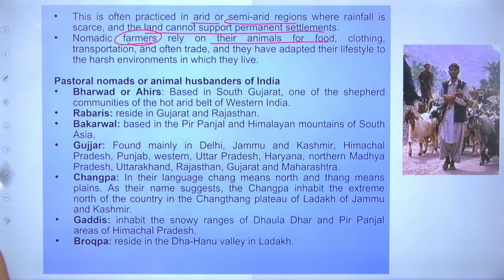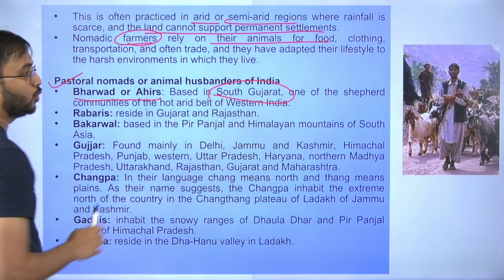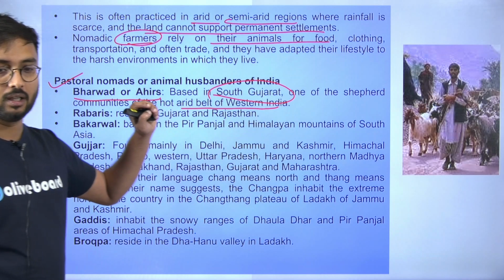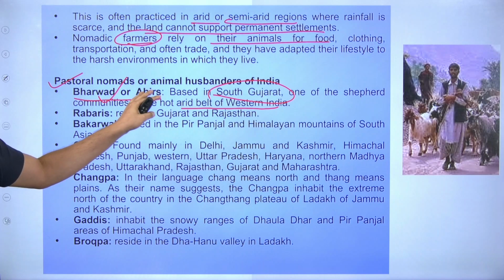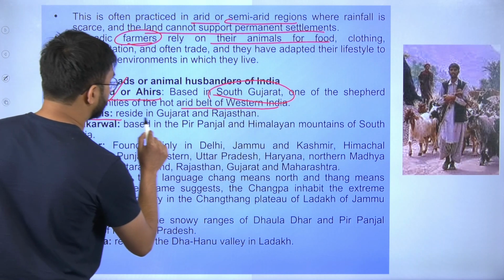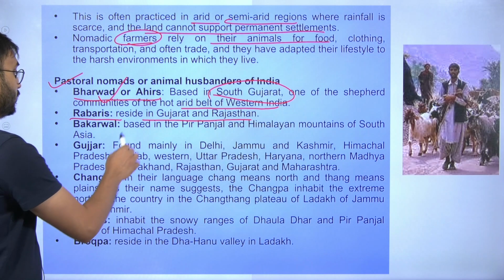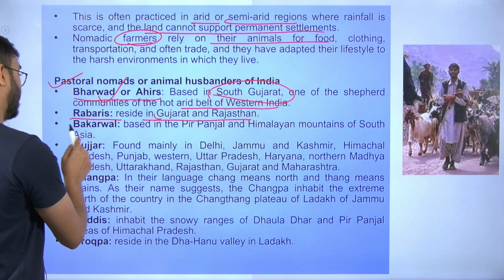Now let us look at some important nomadic tribes in India. Bharwad or Ahirs, which are from South Gujarat, are a shepherd community of the hot arid belt of western India. This Ahir or Bharwad community is very famous, as they look into conservational practices in that area. Then come the Rabaris, who reside in Gujarat and Rajasthan, again a community which looks after the conservation of different flora and fauna in the Gujarat and Rajasthan area.